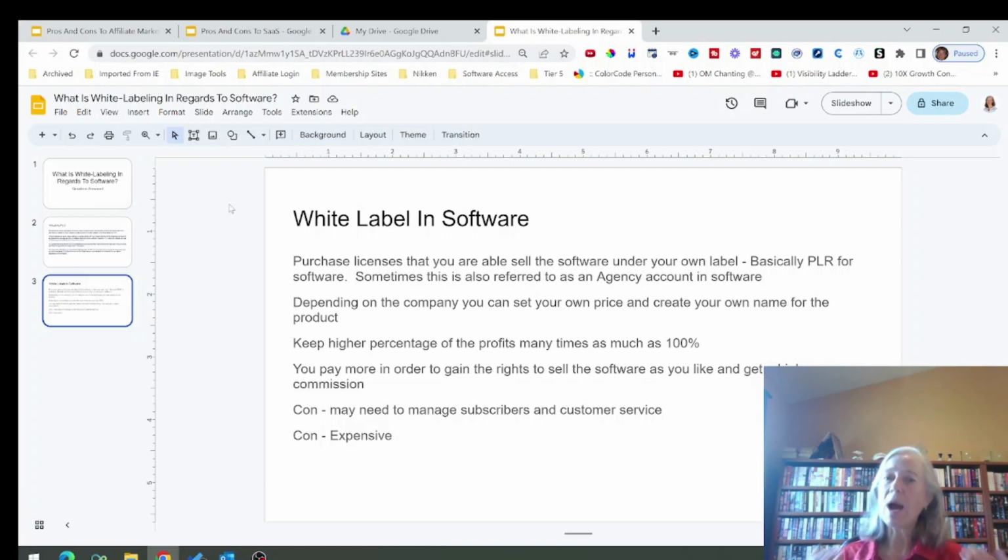So basically, as a conclusion, white labeling in software is where you purchase enough licenses where you're able to rebrand the software as your own, possibly getting higher commissions, and it gives you more control on the pricing structure. So white labeling in software can be a good option for people interested in selling software as a service.